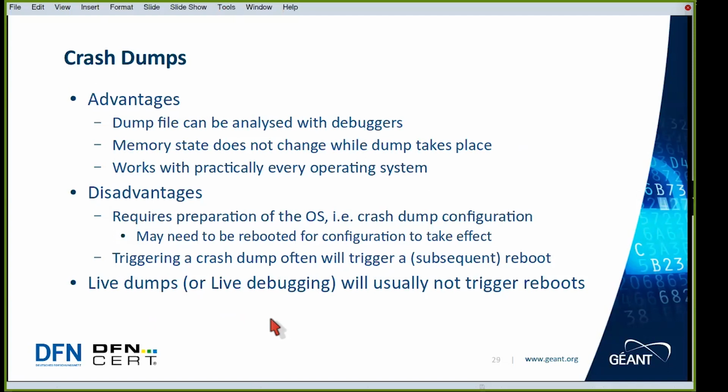So the advantage of a crash dump is that we can also analyze the file with debuggers. The memory state usually doesn't change when the dump takes place, which is not the case with Volatility, Lime or Pmem. And crash dumping is present on practically every operating system you will encounter. On the other hand, it also requires preparation of the OS. We need to configure the crash dumps, especially to include a full memory image. And this configuration usually requires a reboot to take effect. Also, triggering a crash dump will usually trigger a reboot after the dump has taken place. Live dumps usually don't do that.